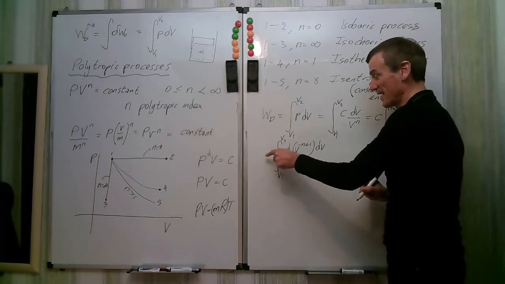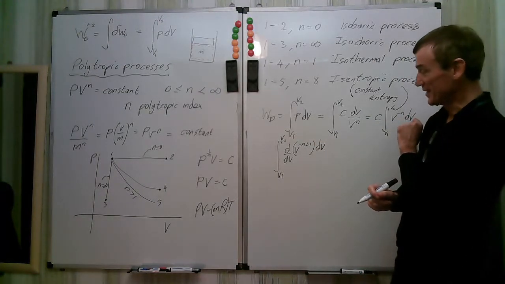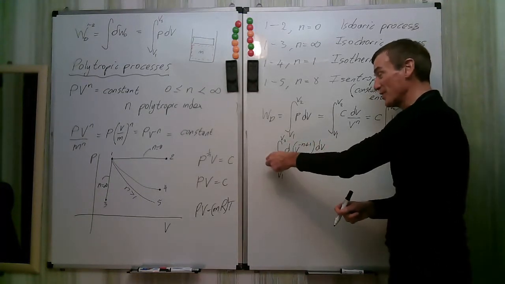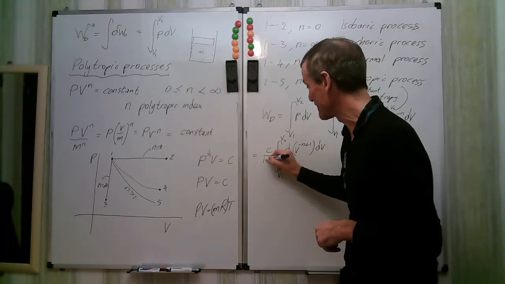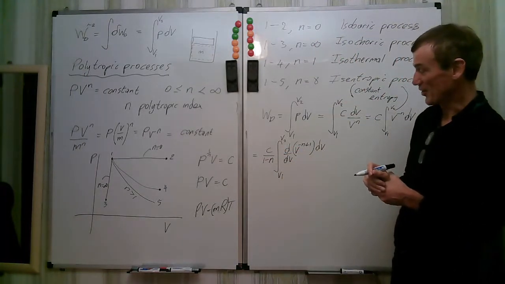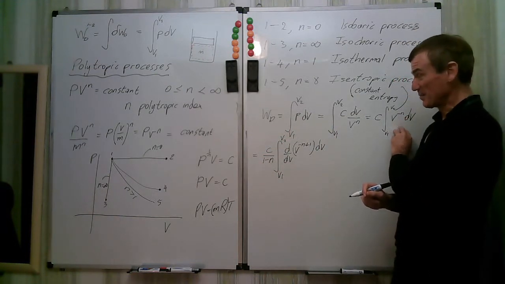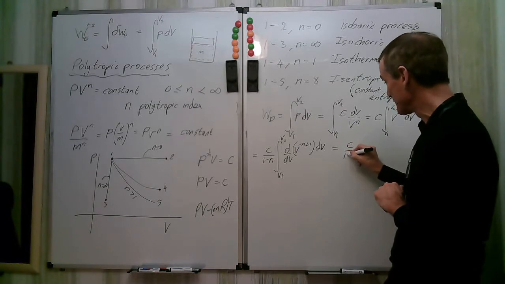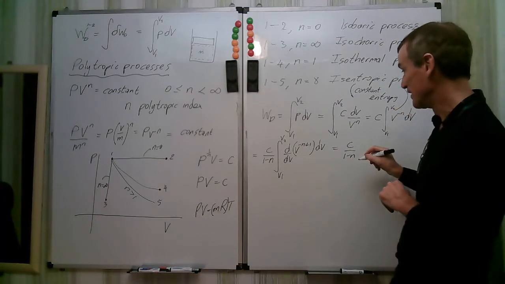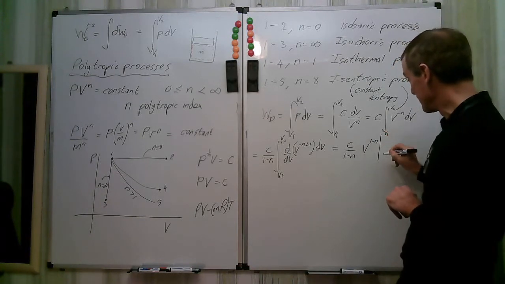If I differentiate V to the power of minus n plus one, then we take one off and it gives me back where I started. But of course, when I differentiate this, this comes down. So outside this thing I'm going to have to put one over one minus n. So if I differentiate this thing, I actually get back to that. So I'm not changing anything. But of course, integration undoes differentiation. So what we end up with is C over 1 minus n, V to the 1 minus n, between the limits of V1 and V2.